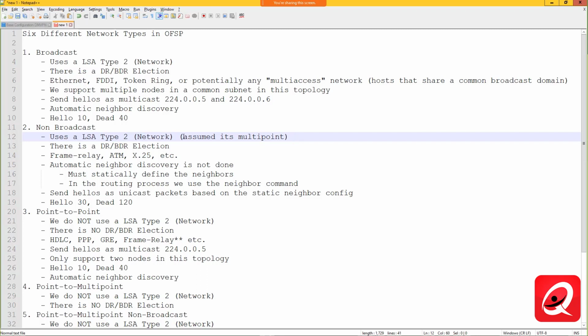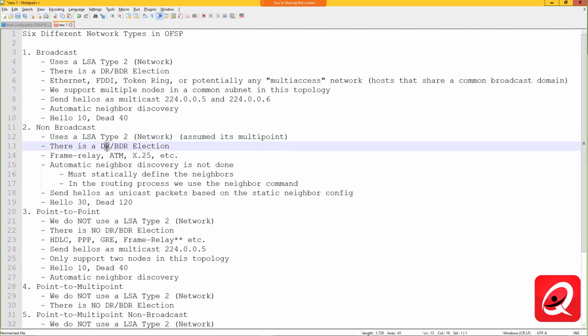Which, by the way, frame relay. Sorry, I had a sneeze there. Frame relay is not always multi-point. Frame relay can be deployed in terms of point-to-point as well.